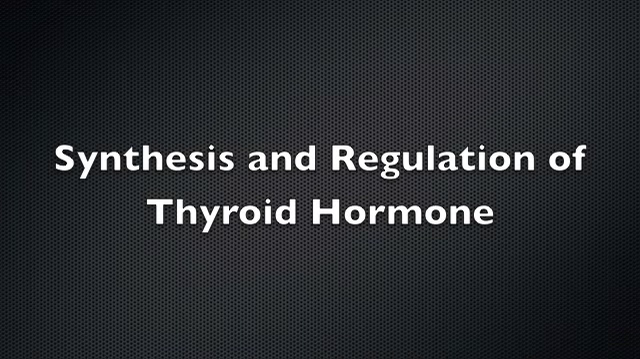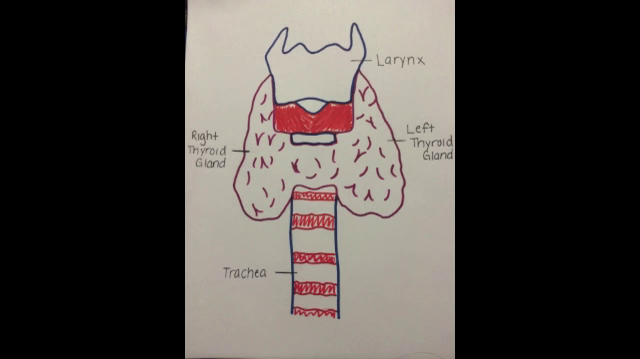I did my modeling project on the synthesis and regulation of thyroid hormone. The thyroid gland plays an important role in regulating the body's metabolism and calcium balance. It curves across the anterior surface of the trachea, just inferior to the thyroid cartilage, which forms most of the anterior surface of the larynx.